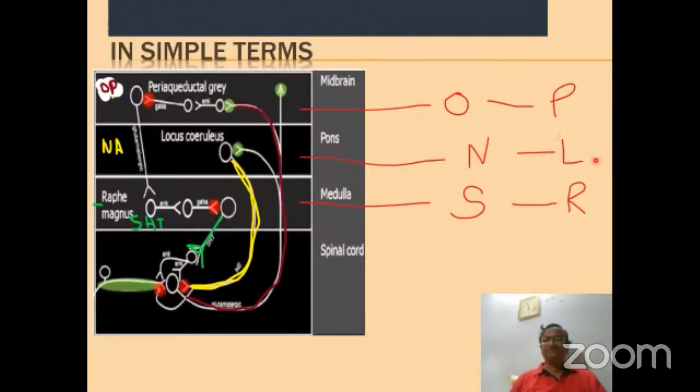This is norepinephrine in locus ceruleus. Raphe magnus, nucleus raphe magnus. Midbrain, pons, and this forms the brainstem. So periaqueductal gray, opioids; locus ceruleus, noradrenaline; nucleus raphe magnus, serotonin.